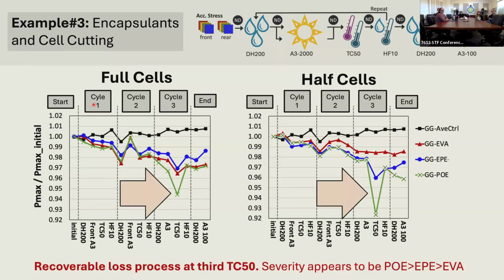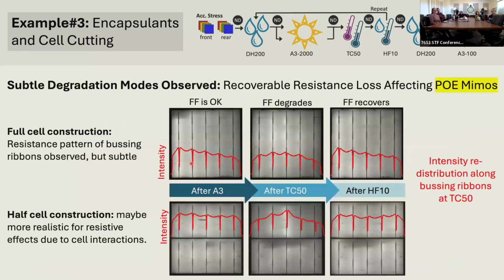But because we're scientists and we have to overanalyze everything, here I'm pointing to one really subtle degradation mode that might be happening in these samples, which is a recoverable loss right around this 3rd cycle of TC50, so thermal cycling with 50 cycles. So it seems like we have a loss here associated with fill factor and that recovers after humidity freeze. We can look at the imaging to understand why that happens.